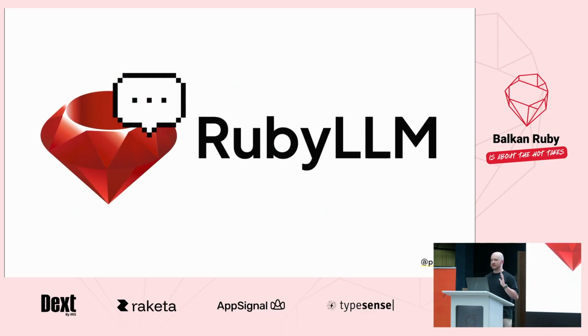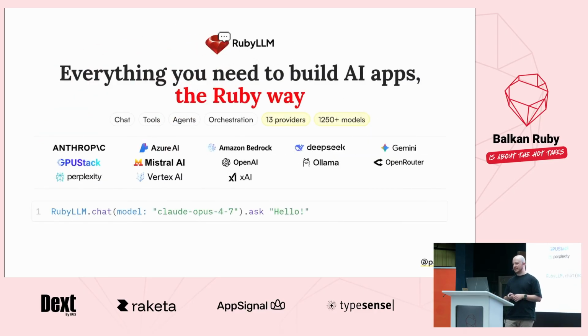So this is a bit of a short overview of what you can do in RubyLLM, but it's really everything you need to build AI apps the Ruby way, not their way. So it can do chat, it can do tools, it can do agents, it can do orchestration, it can do a lot more things that I'll show you in a second. We support 13 providers, but also any OpenAI compatible provider, which is most of the other ones. We have an extensive model registry with 1,250 plus models. And also there are two local providers. One is Ollama, and the other one is GPU Stack.